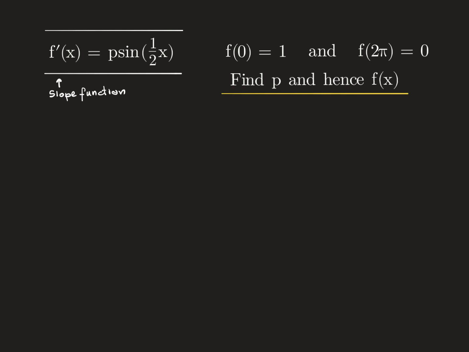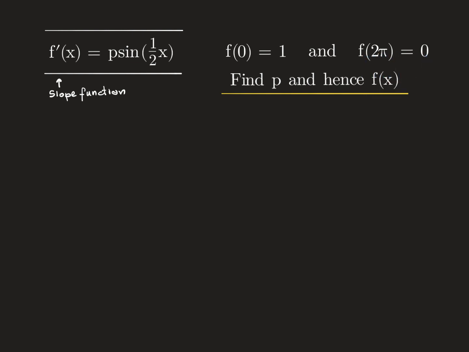Okay, in here we are given a function, and this function is a slope function with a constant p that we do not know. And we want to find that p, and we want to therefore find that function. We're given a few values here of the function when it's 0 and it's 1, and also we're given when that function is 2 pi.